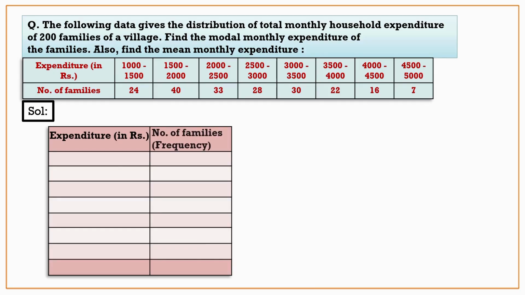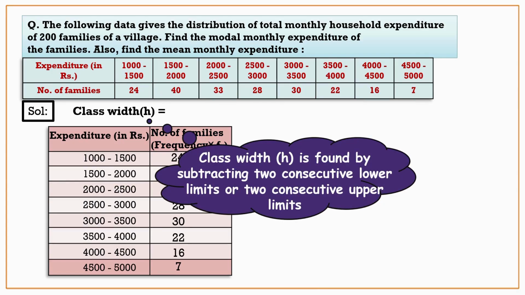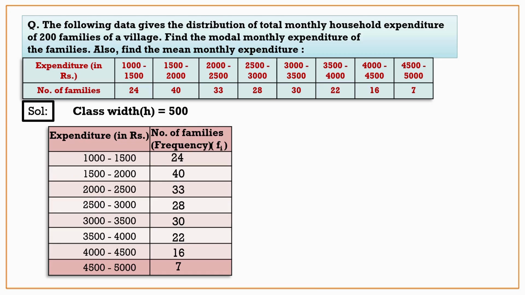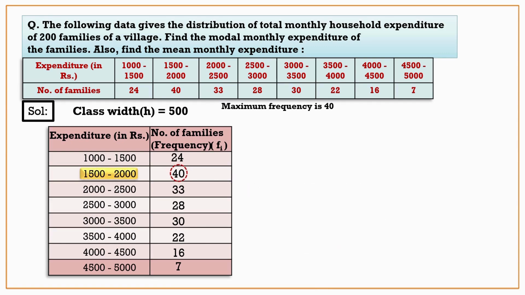So expenditure in rupees, the number of families, that is the frequency fi. Now let's find the class width. Class width h is found by subtracting two consecutive lower limits or two consecutive upper limits. So let's subtract the lower limits: 1500 minus 1000, that is 500. Now we need to check the maximum frequency. Here the maximum frequency is 40, so that row will be the modal class. So 1500 to 2000 will be the modal class over here.